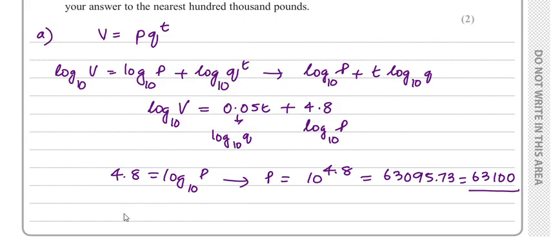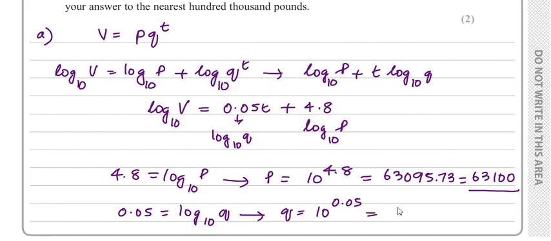Okay. Similarly, 0.05 is equal to log Q to the base 10, which means Q should be equal to, bring the base to the other side and put 0.05 as the power.